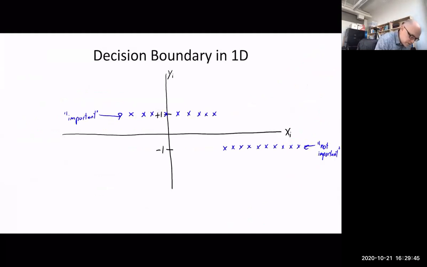So what's going to happen here? This is the raw feature value xi. Here is our output. There are only +1 and -1 values in our training data. These are the important emails, labeled +1, so they all have exactly the same +1 value. And these are our not important emails. They all have the same -1 value.